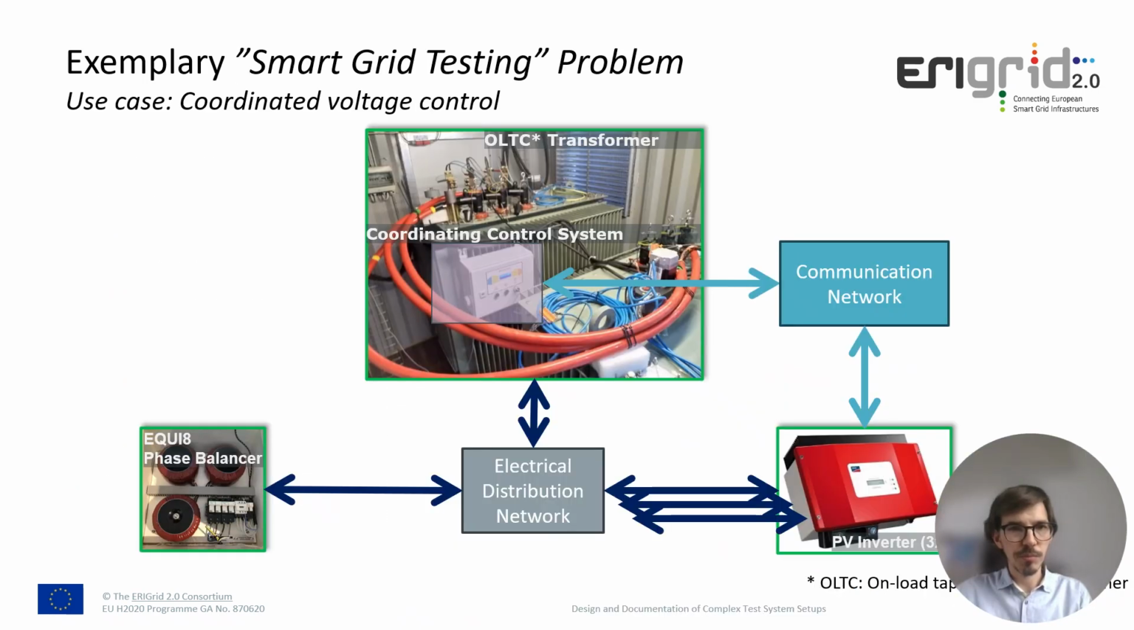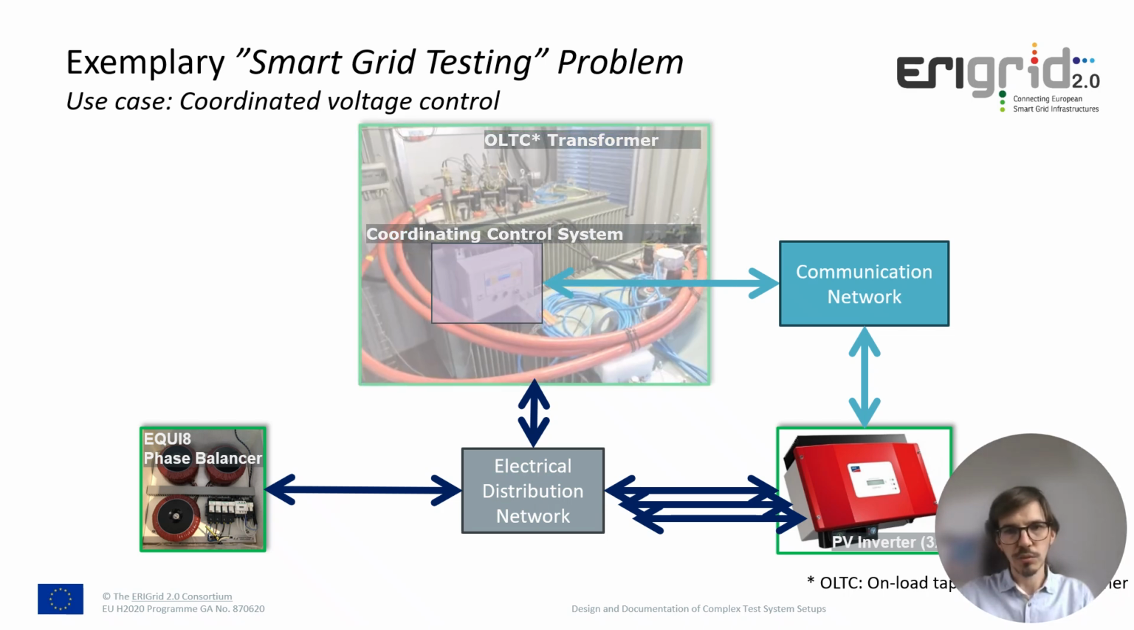We also have the smart grid testing problem in the lab, where we can imagine the technology that was outlined before, more concretely here, as a combination of a coordinated control system with an online tap changing control transformer that is coordinating different energy resources such as PV inverters or electric vehicles. And of course, there should be an electrical distribution network in the lab. We also have to consider that there's communication. And together, we want to evaluate if this control system enables the extension of the hosting capacity of the distribution network.